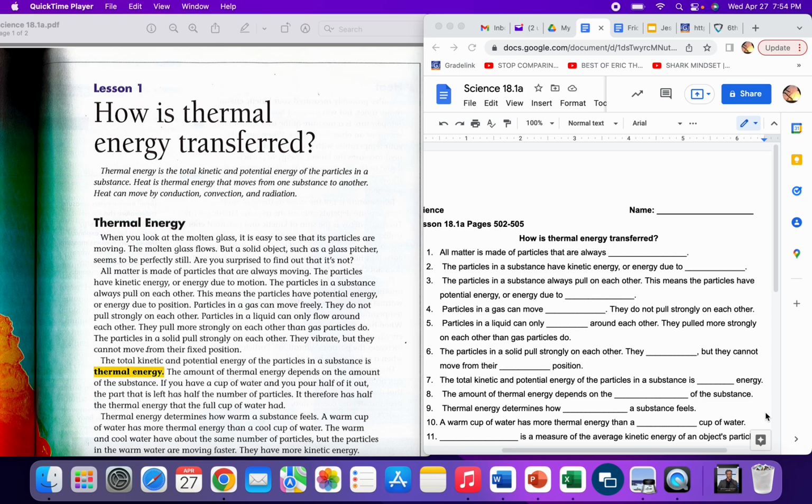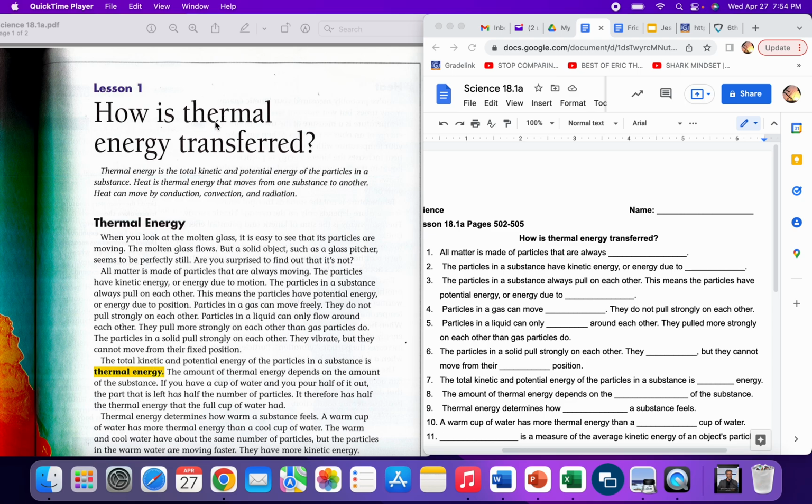In chapter 18. We just got done with the test in chapter 17, talking about the different types of energy and how energy can transfer from one form to another, and then how we use that energy to get the electrical needs and the mechanical needs that we need. Today we're moving on to talking about thermal energy, specifically here in lesson 1, as we get moving in with this next chapter. And today we're going to talk about how thermal energy is transferred.